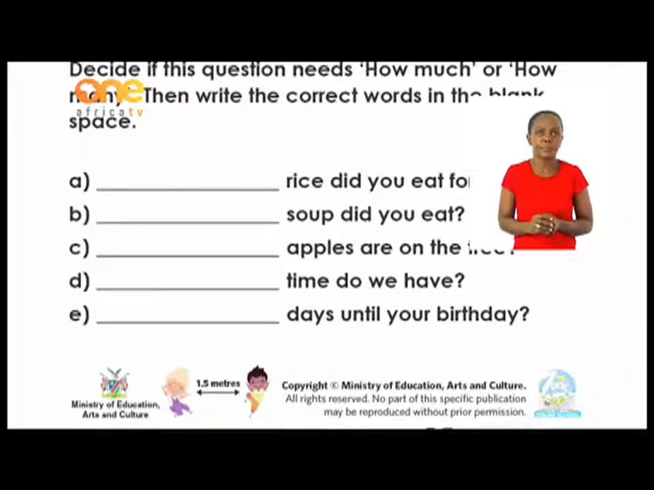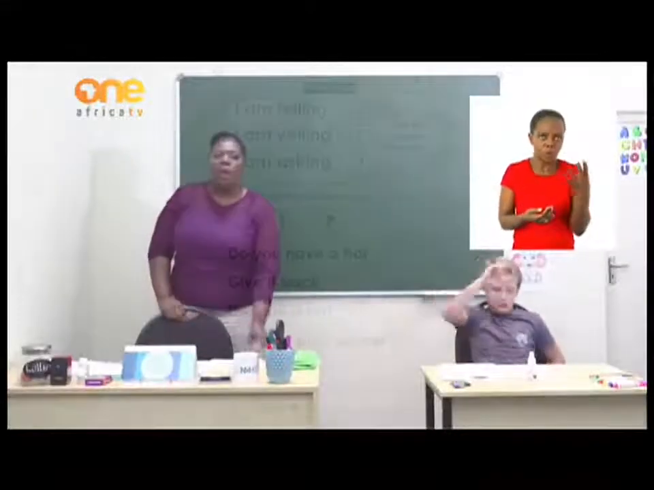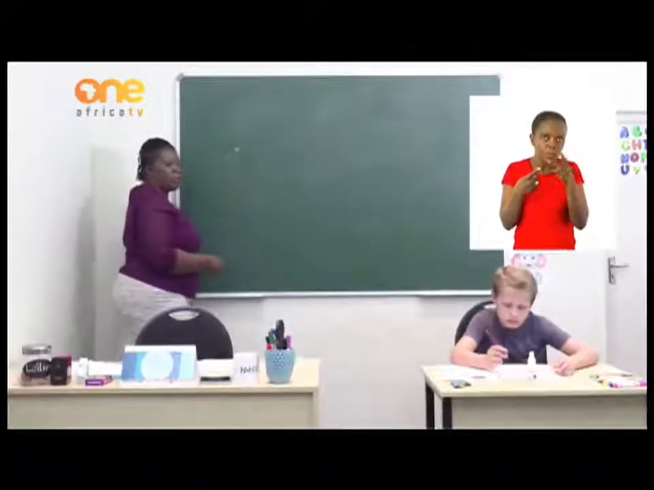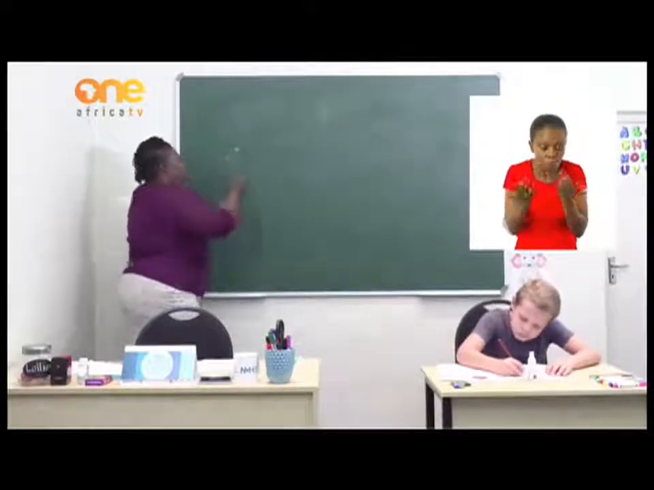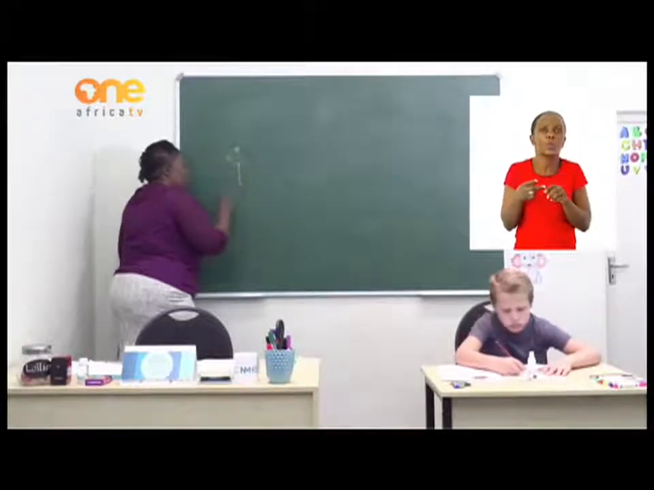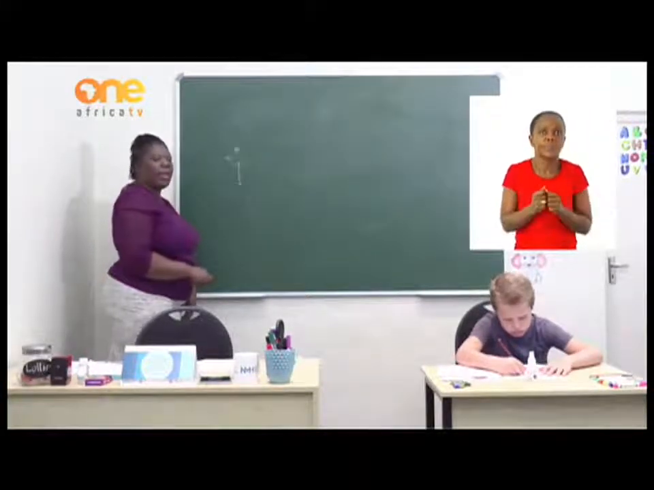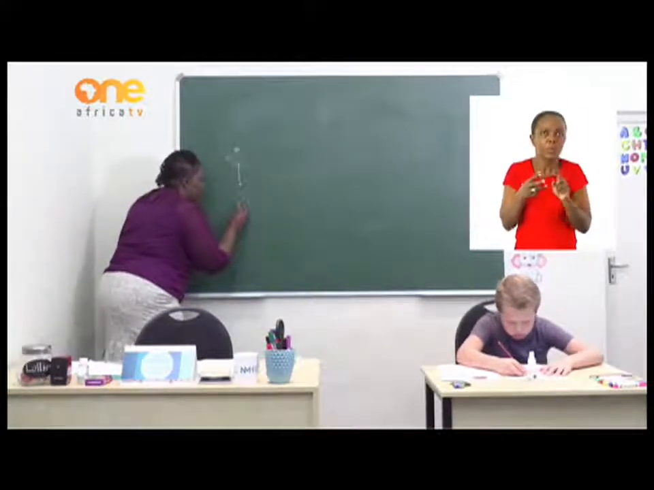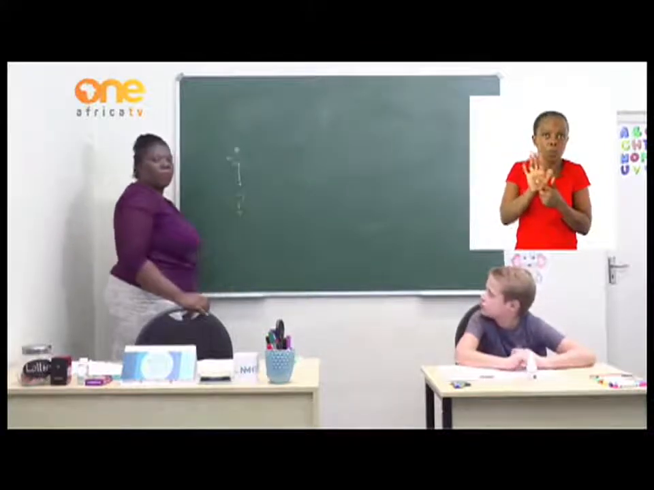Let's turn to the next page, page 24, where we have punctuation marks. There are 3 types of punctuation marks that are there. The full stop. Can we all see the full stop? Point to the full stop in your book. The exclamation mark. Point to the exclamation mark in your book. The question mark. Let's write the question mark. Point it in your book.